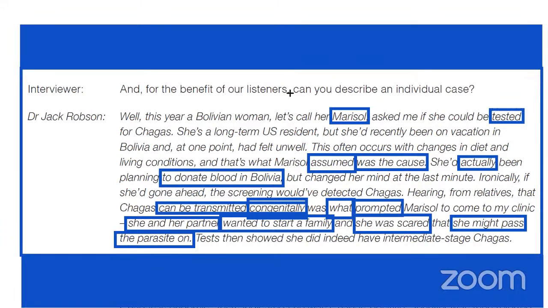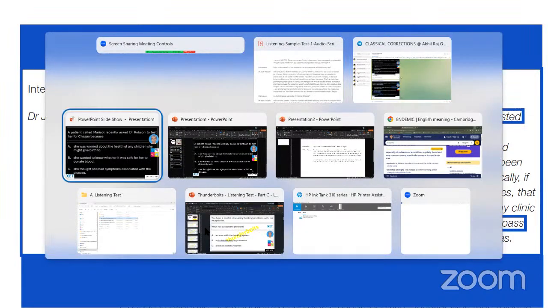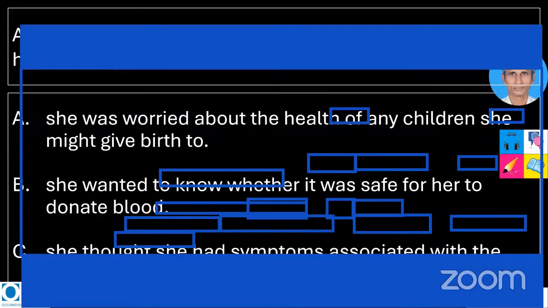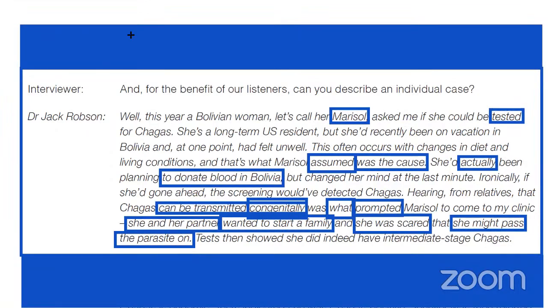Children means family. So she might give birth to children. You can understand from here very clearly. It's very clear. There is no problem if you can understand the words.